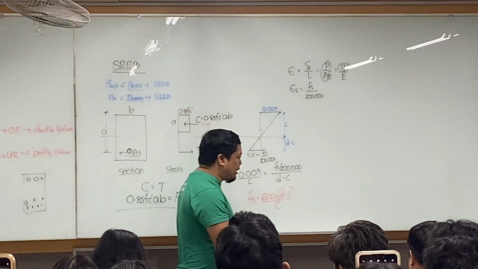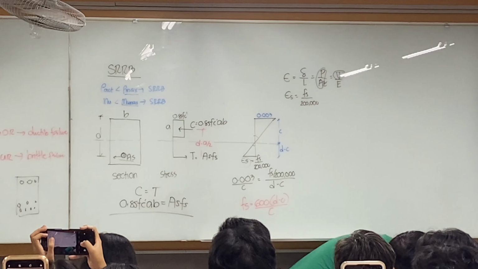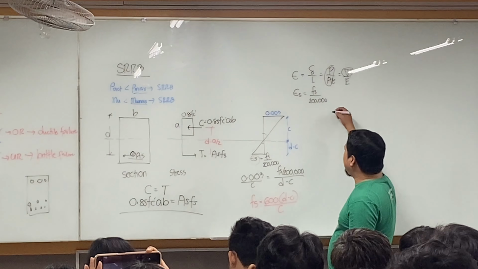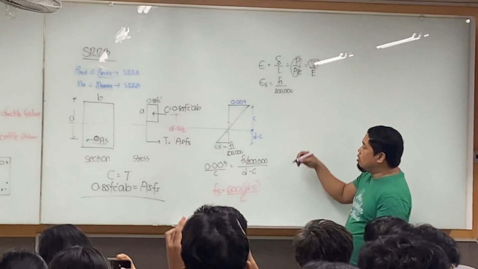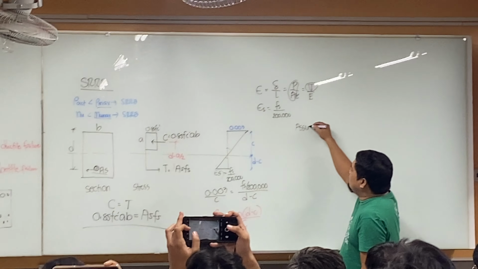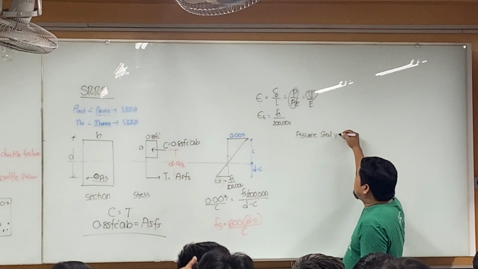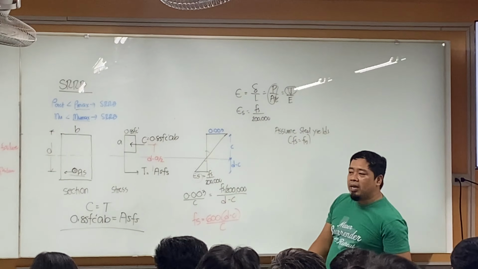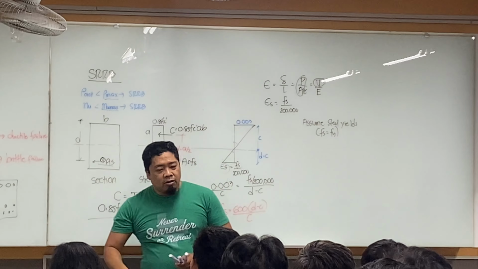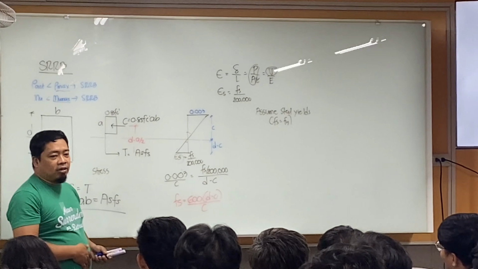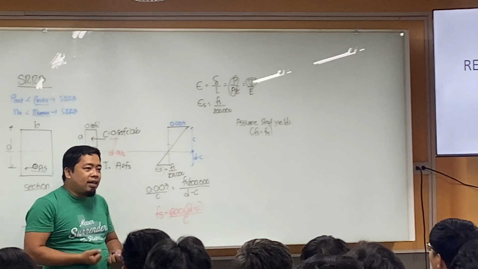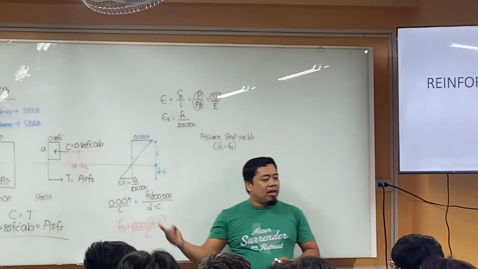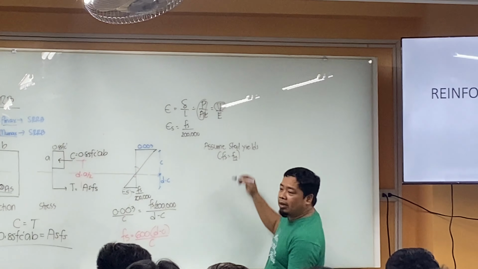So how do we determine if that steel will yield or not? Let's check. First, you have to assume that steel yields. If you assume steel yields, then you set Fs equal to Fy. You set Fs equal to Fy because Fy is the specified stress of your steel. So you said the maximum is Fy.